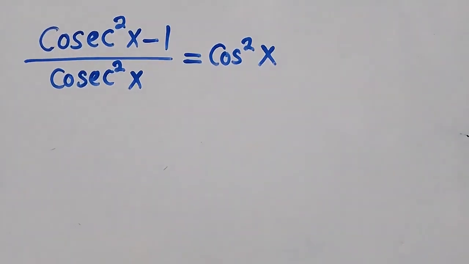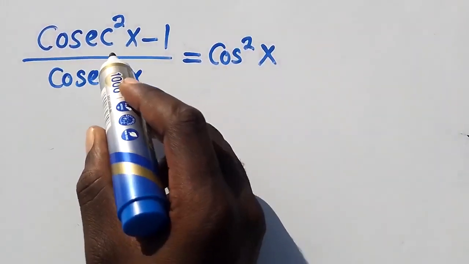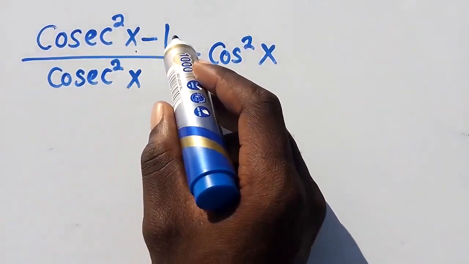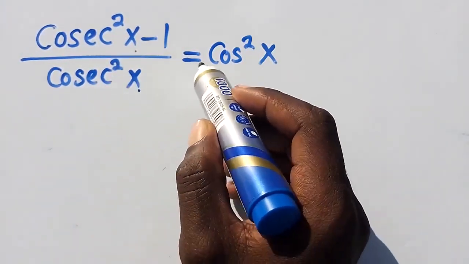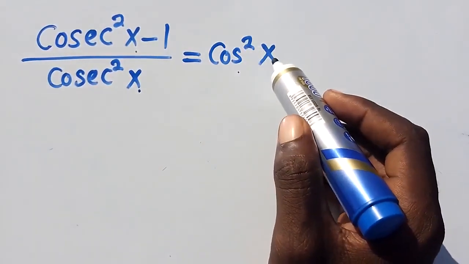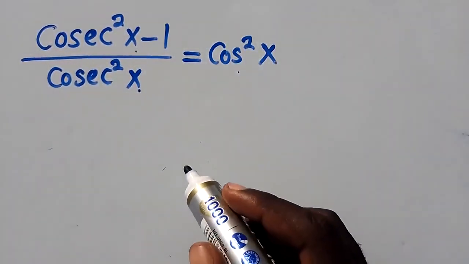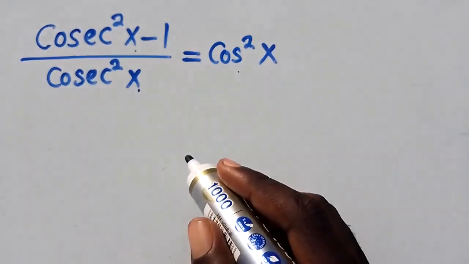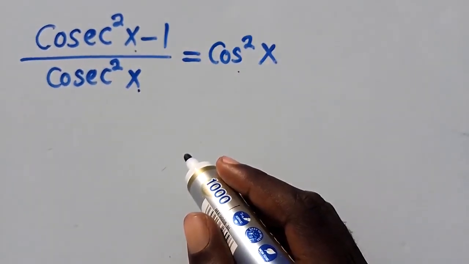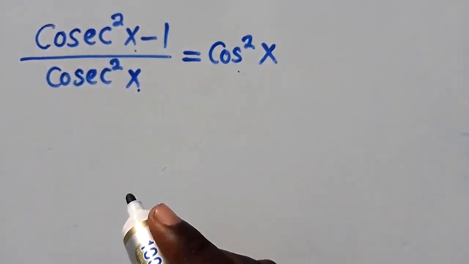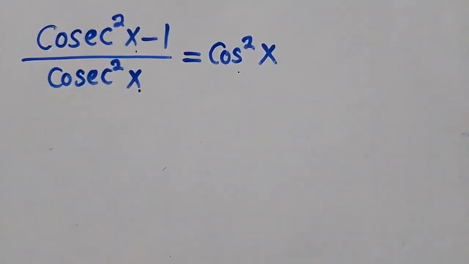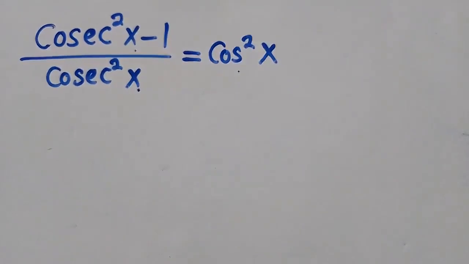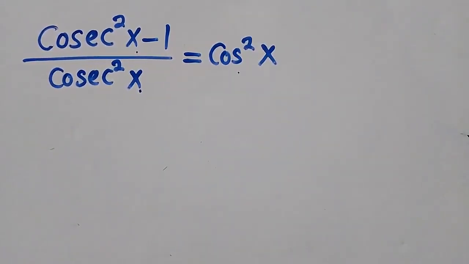This is the identity saying cosec squared x minus 1 over cosec squared x is equal to cos squared x. So we want to verify this one. How can you verify this one? The first thing that you need to consider whenever you want to verify this is this. This is what you need to know.